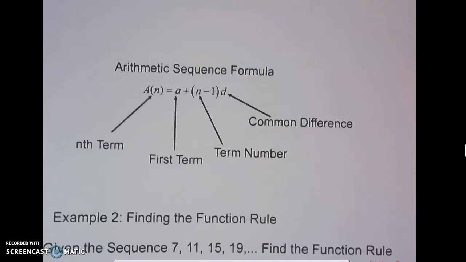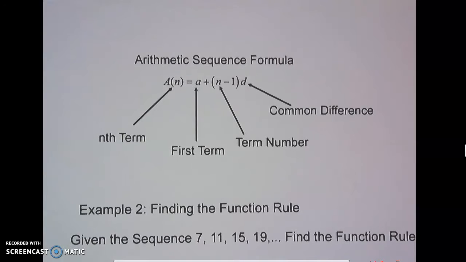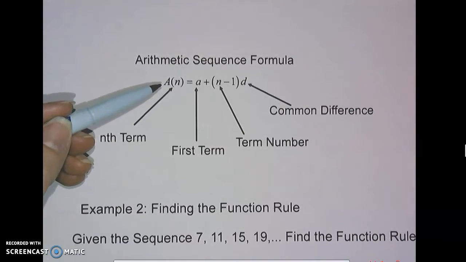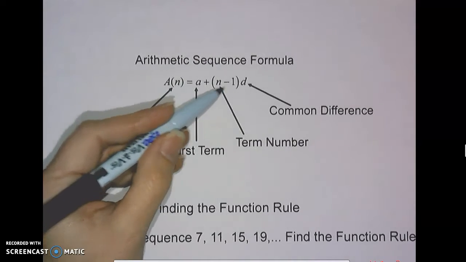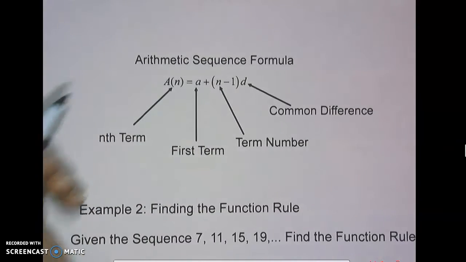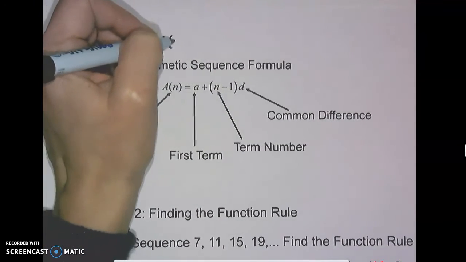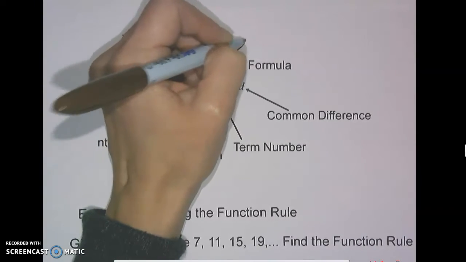All right, let's delve a little bit deeper into arithmetic sequences. Let's look at the recursive formula for this. We have a sub n, that's the nth term that we're dealing with, equals a, which is the first term, plus n minus 1, where n is the term number that we're on, times the common difference. You can also see this where the common difference is out front of the parentheses: a sub n equals a plus d times n minus 1.